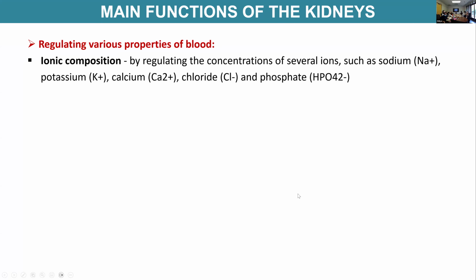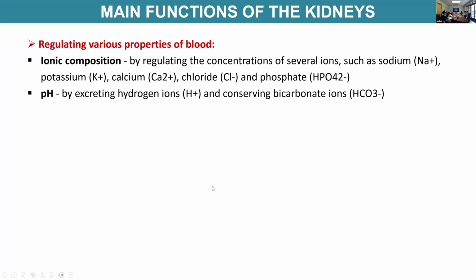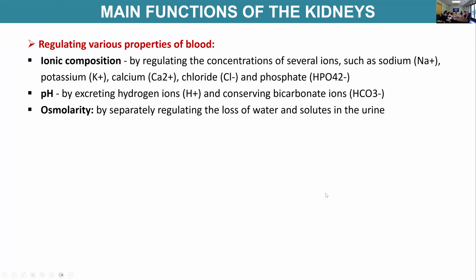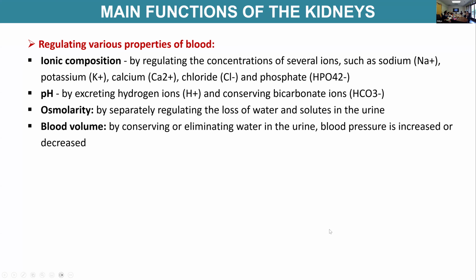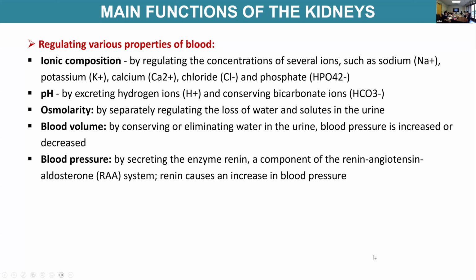The next important function is that it regulates various properties of the blood, the ionic composition of the blood by regulating the concentration of several ions. Importantly, also the pH, by excreting hydrogen ion and conserving bicarbonate ion. It maintains the osmolarity by regulating the loss of water and solutes in the urine, and blood volume by conserving or eliminating water, and thereby it regulates the blood pressure.